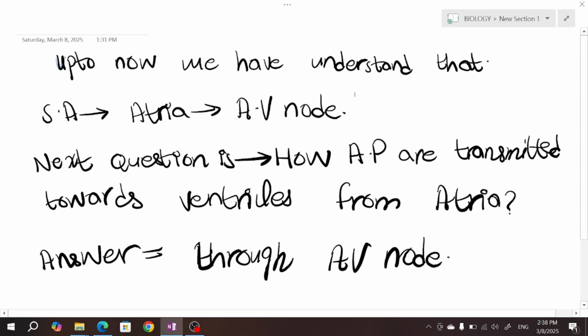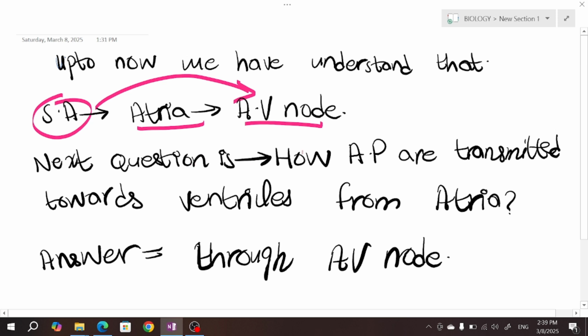Up to now we have understood how action potentials travel. Action potentials are generated by the SA node and then go towards the AV node, but before that there is a part of the heart known as the atria. First action potentials are produced by the SA node, then they spread over the atria, the muscles of the atrium are contracted, and then the wave of depolarization goes towards the AV node.